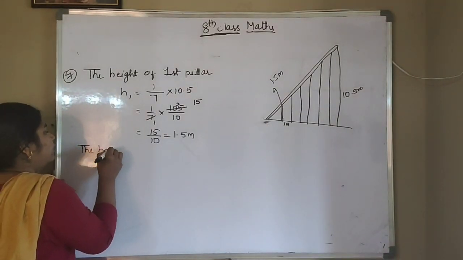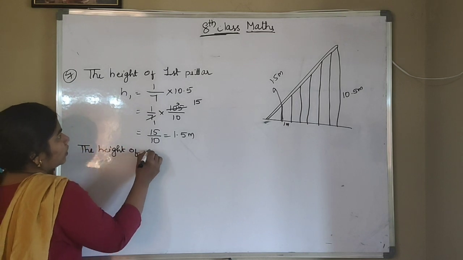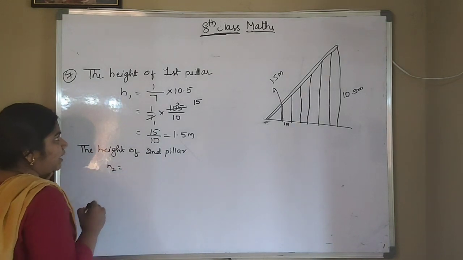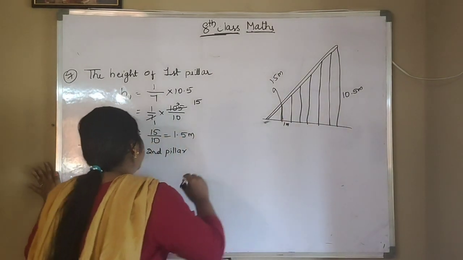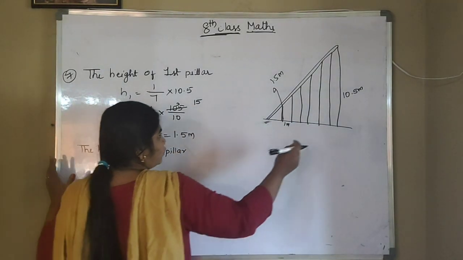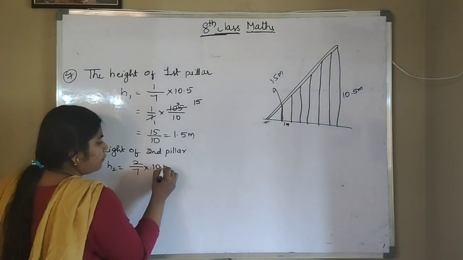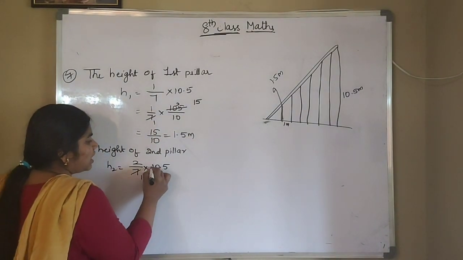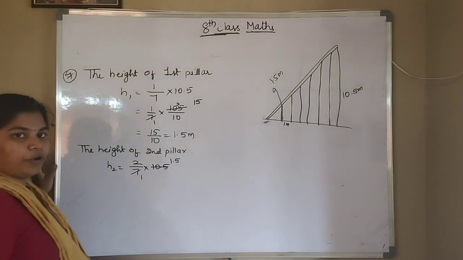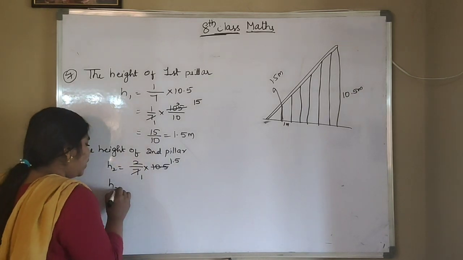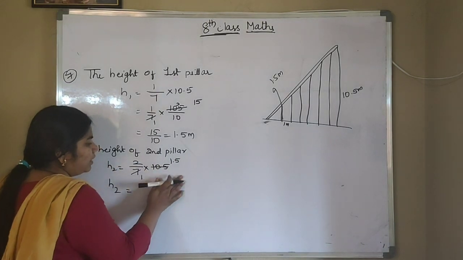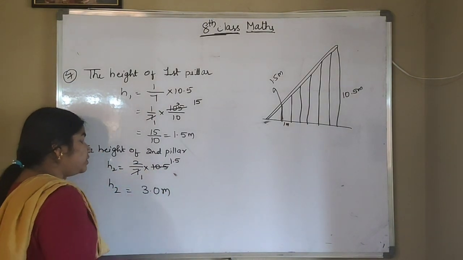The height of the second pillar, I am taking it as H2. We are finding for the second, so 2 by the total number of pillars, 7, and the height of the last pillar is 10.5. Again you cancel here. 7 ones are 7, and 1.5 remains, that is 10.5. Now you multiply these two. H2 is equal to 2 fives are 10, 2 ones are 2, 2 plus 1 is 3. So you got 3.0 meters.